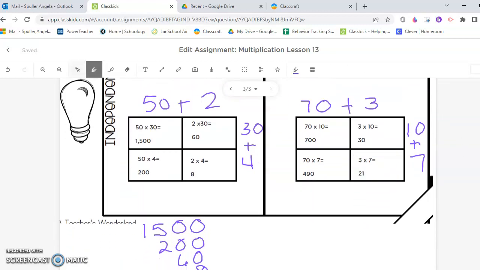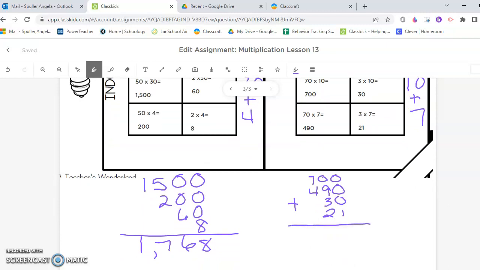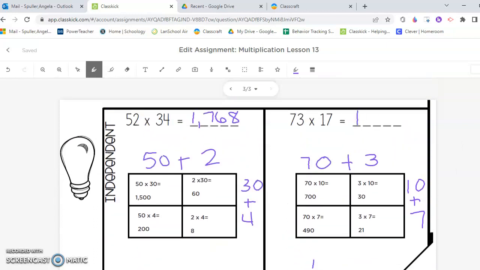Okay, ready to add now. So we have 700, we have 490, we have 30, and 21. Let's add these. I get 1, 9, 10, 11, 12, 14. Carry the 1, that's 11, 12. So I get 1,241. Great job.